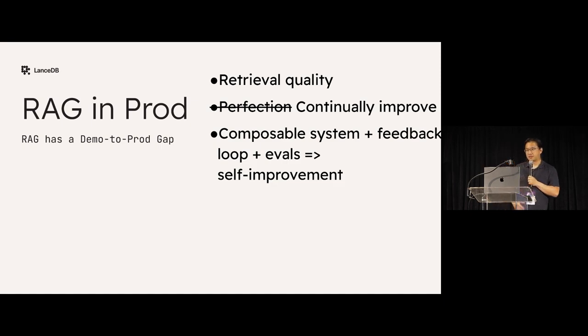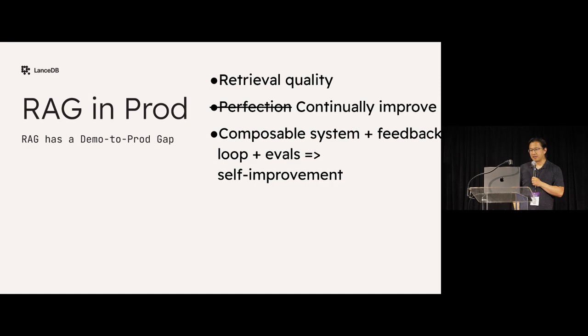Part of that is retrieval quality. It's that 80-20 rule: it's like 20% of the effort to get to that 80% demo, but then how do you get that last 20% so you can get into production? And usually that doesn't take 80% of the time, it takes like 120% of the time.